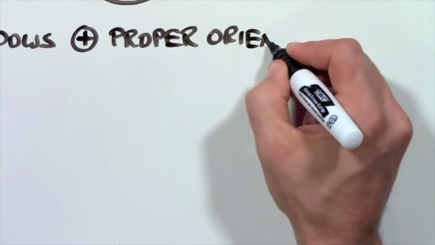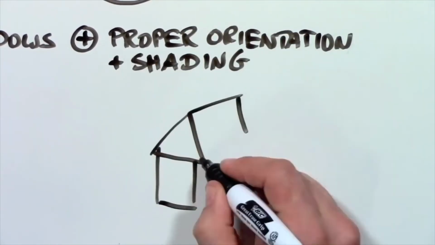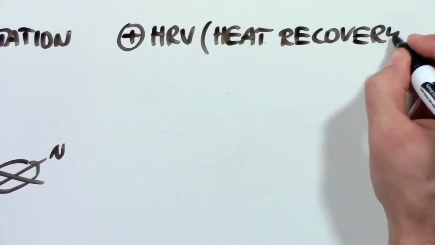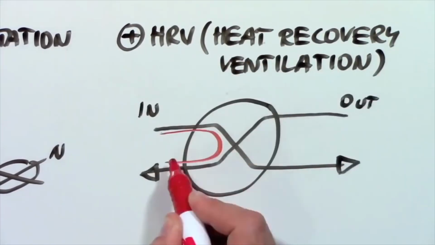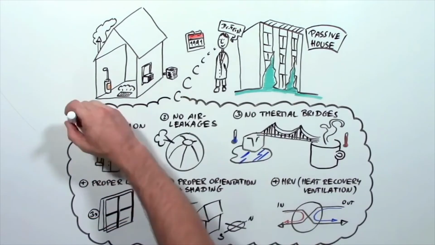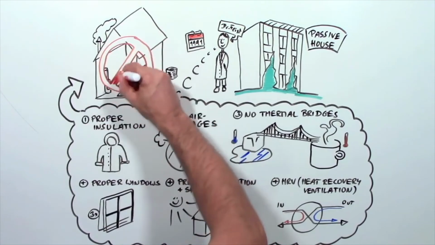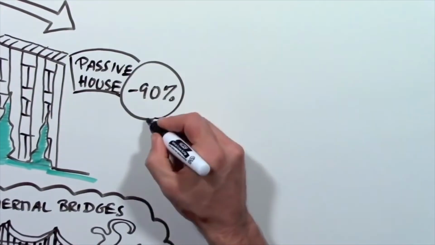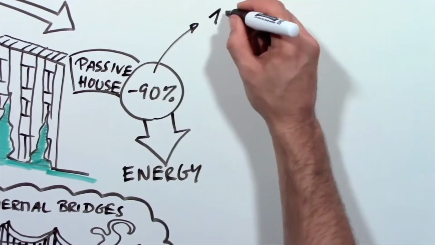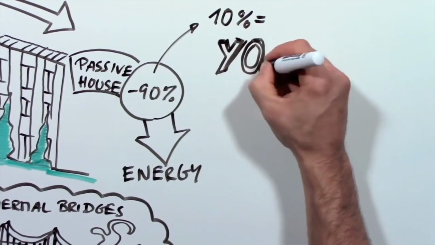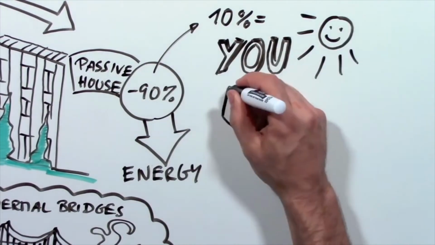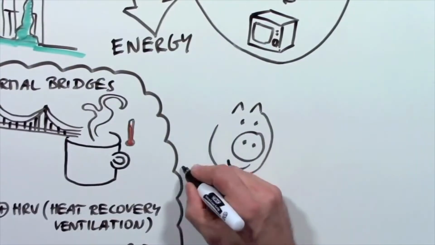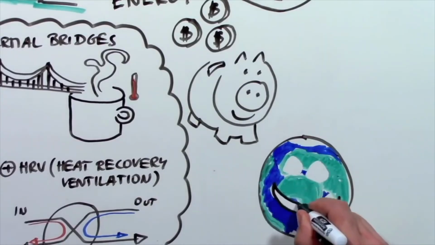It needs to be oriented properly so the sun can heat it in the winter and shade is provided in the summer. And it uses an HRV, a device that provides the inside with fresh air without letting the heat out. Add all these things up, and it turns out your house doesn't need a heater or air conditioner. So where does the heat come from? A passive house needs 90% less energy, and that can easily be supplied by your body heat, the sun, your appliances, light bulbs, and even your TV. This saves you a lot of money on your heating bill and helps preserve the environment.